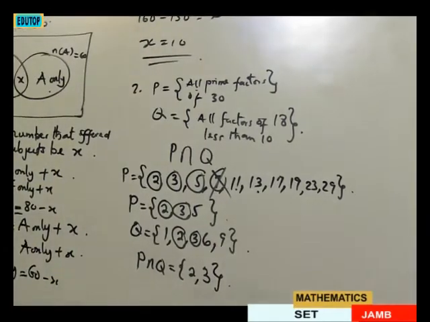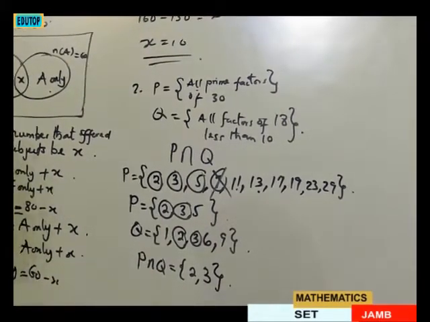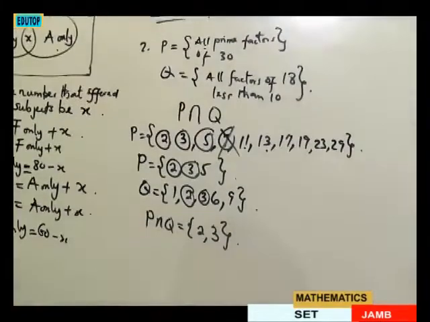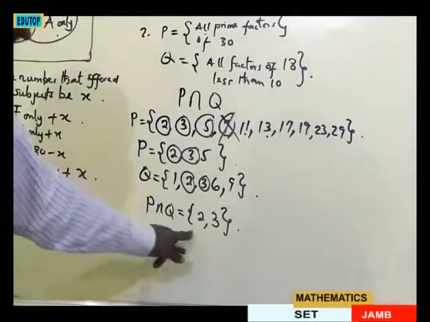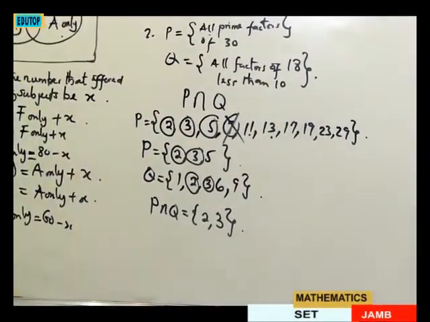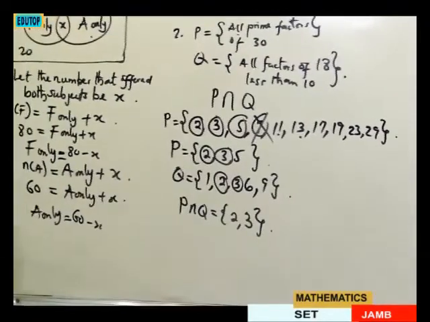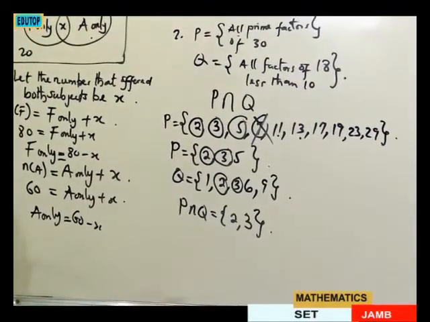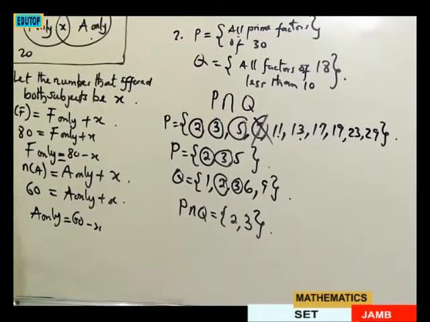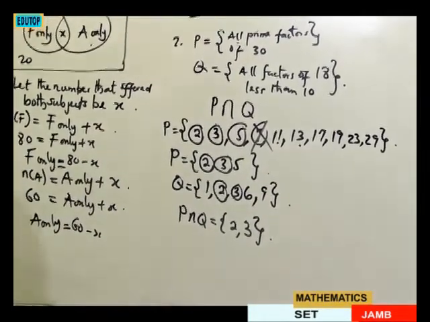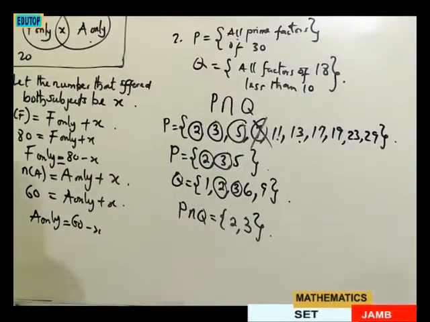So we go to our option and check the one that will correlate to 2, 3. So let's go to our option. So the answer to that very question is option B. Meanwhile, option B has 2, 3. Option A has 3. So we still have 2 there. So option B is the answer.